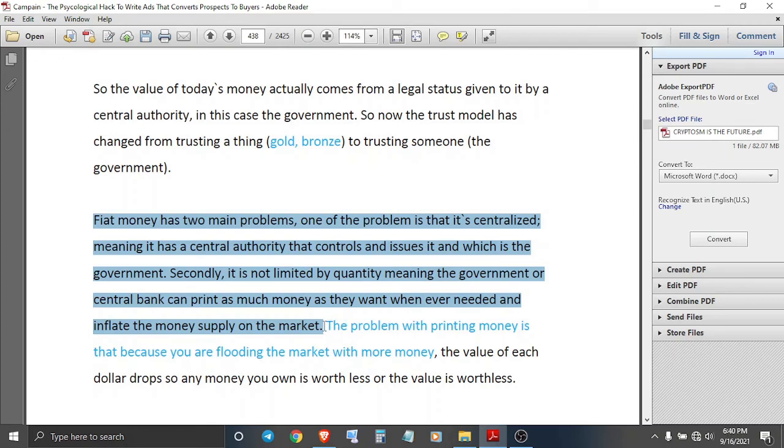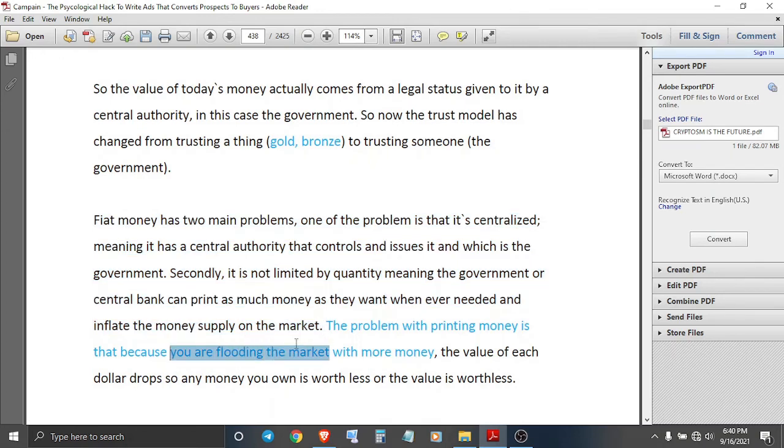The problem with printing money is that when you are flooding the market with money, the value of each dollar you are printing will drop, which makes up the inflation we are talking about. Now, any money you own loses value. Okay, those are the two main problems this fiat currency is facing right now.